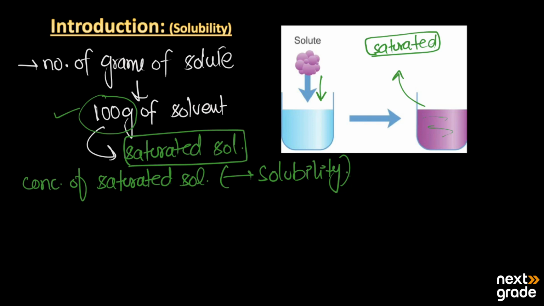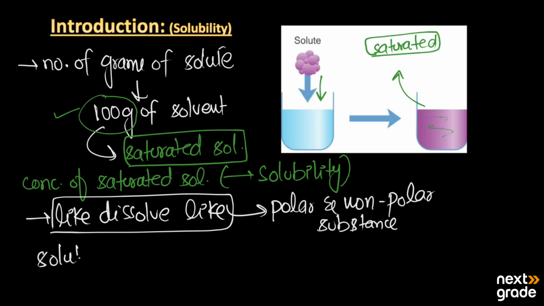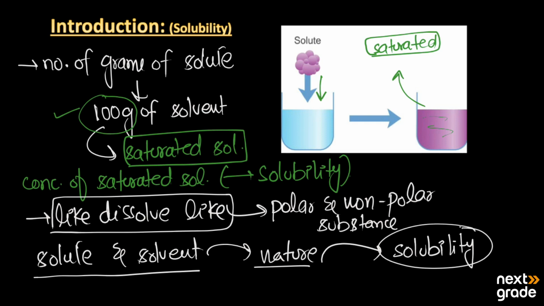The main principle for the solubility of a solution is "like dissolves like." What does it mean? If we look at the previous lessons, we have two types of compounds: polar and non-polar substances. The solute and solvent may be polar or non-polar. Depending on the nature of the solute and solvent, we can tell whether the solubility will be greater or less.